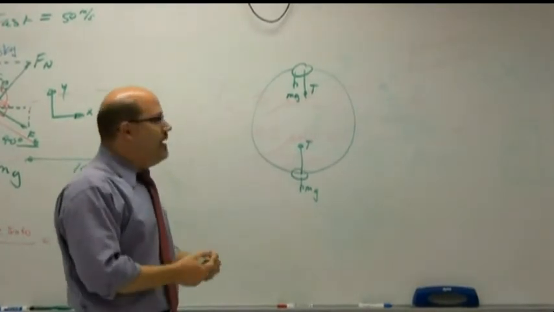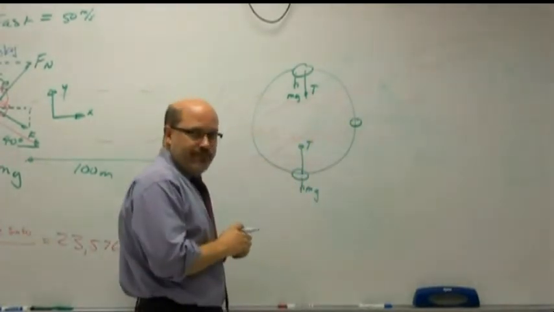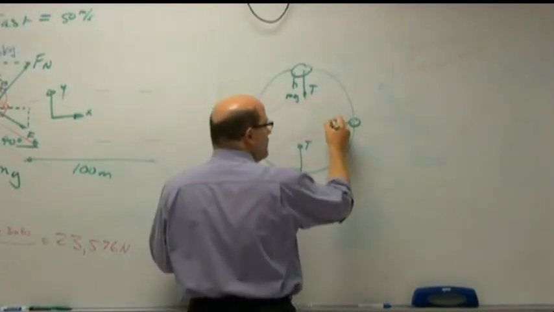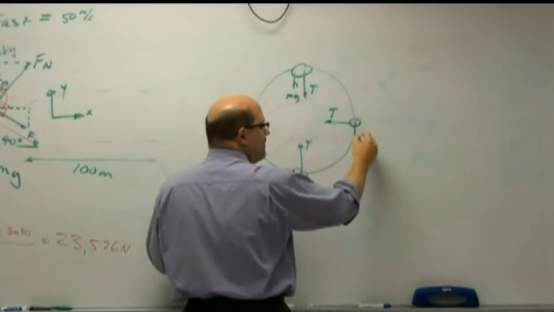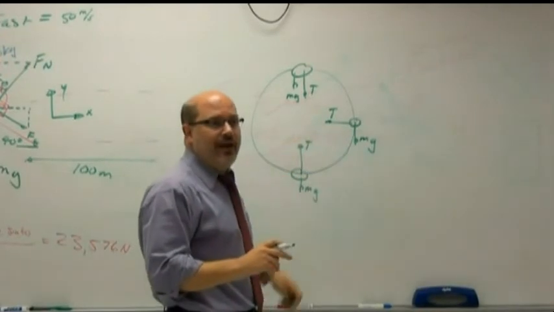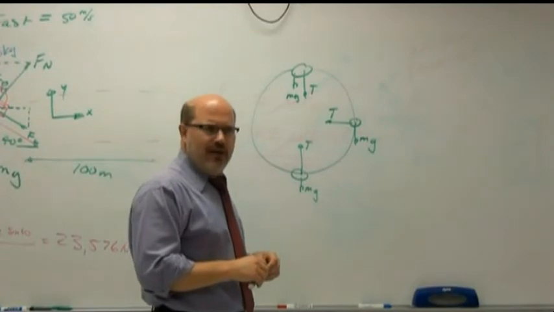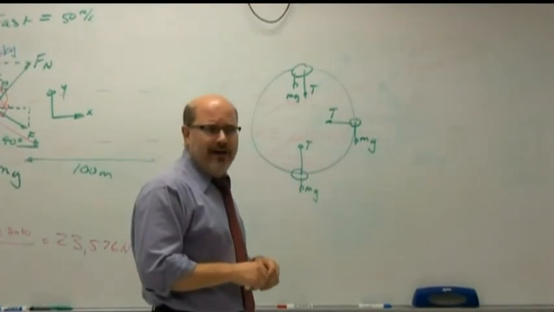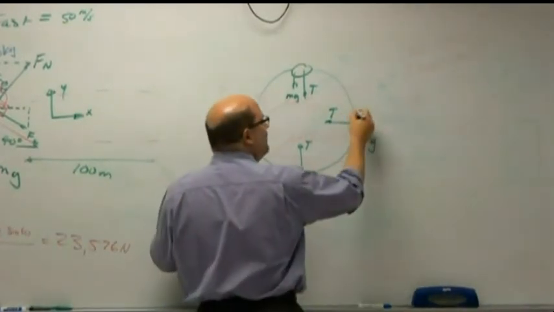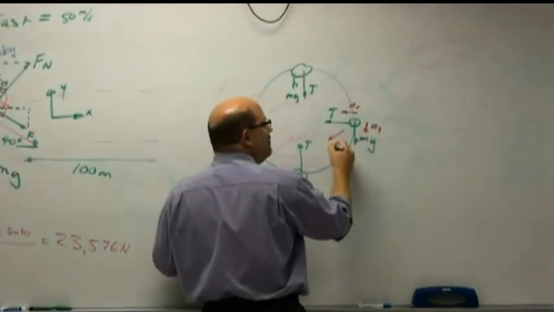Okay? Now, everyone, they're going to ask you about this point. Which way is tension? To the left. Which way's mg? Down. All right. Which way is it accelerating? The middle left, the third quadrant, right? That way. So we have a centripetal acceleration and we have a tangential acceleration for a net acceleration of this way, right?